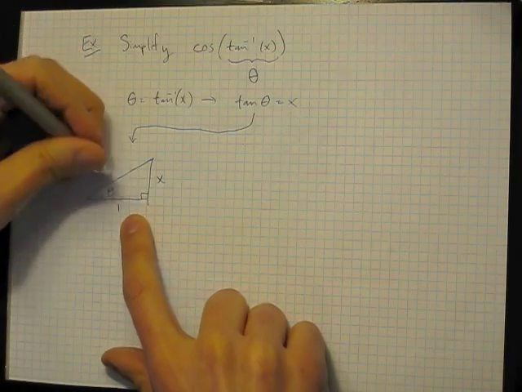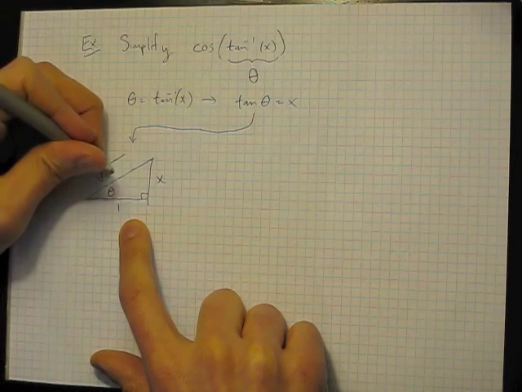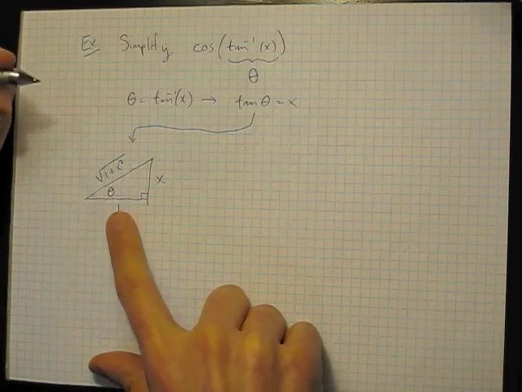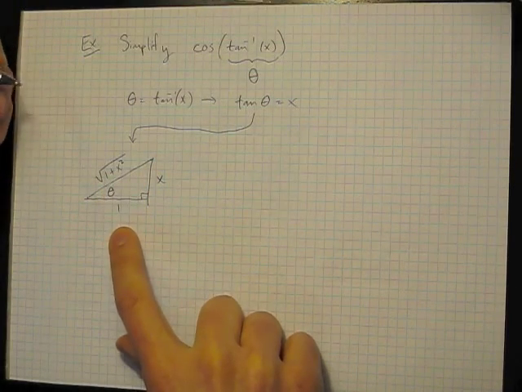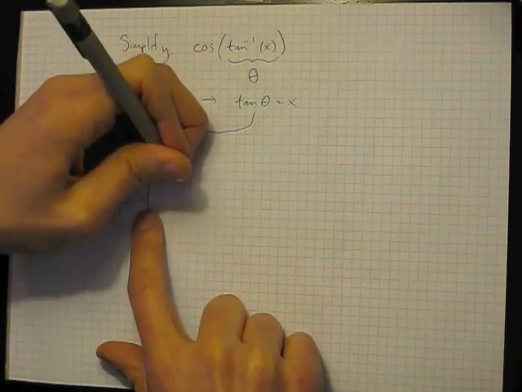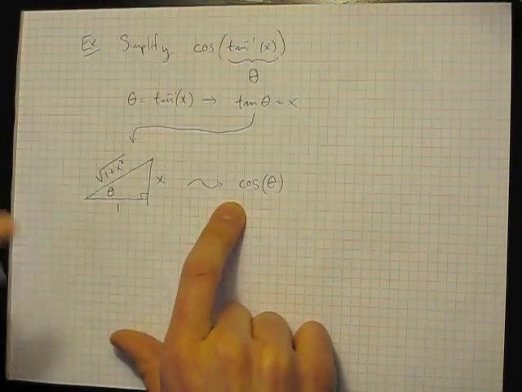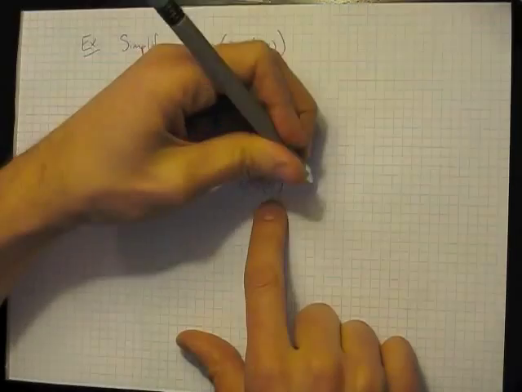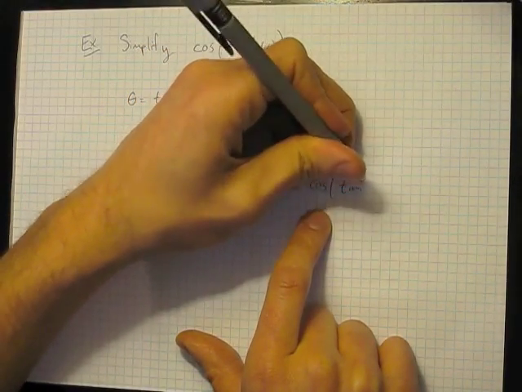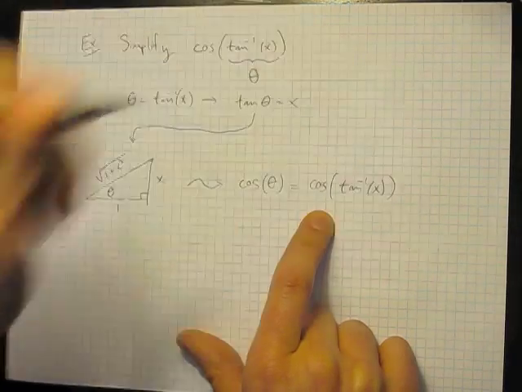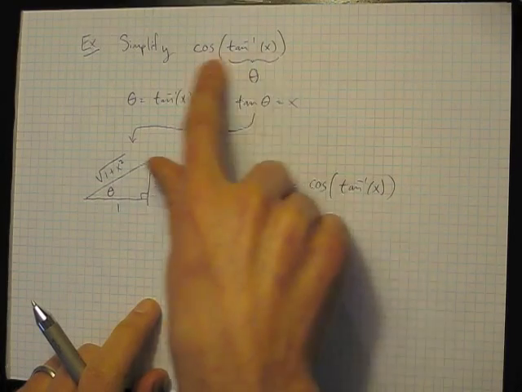Now again, we use the Pythagorean theorem, so this length right here should be the square root of 1 plus x squared. You take 1 squared plus x squared, add, then you take the square root to get the length of the hypotenuse. And now this allows you to say what the cosine of this angle is. The cosine of this angle is the cosine of the inverse tangent of x, because theta is the inverse tangent of x, and that's what we're trying to do.